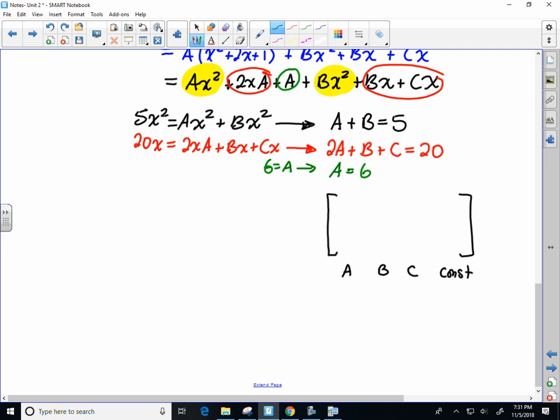In my first equation, I have coefficients of 1, 1. There was no c, so 0. The constant is 5. The second equation, 2, 1, 1, 20. The last one, 1, 0, 0, because there's no b and c values, and 6.